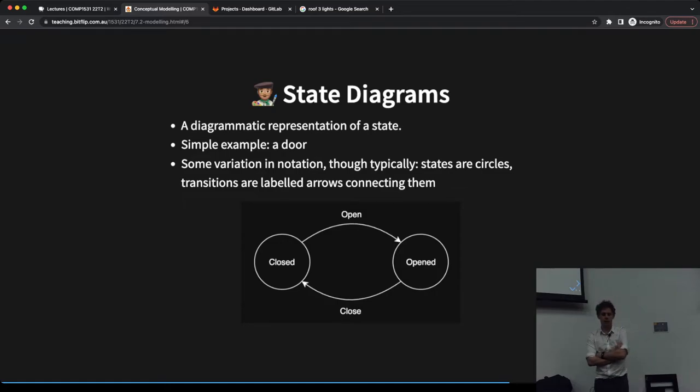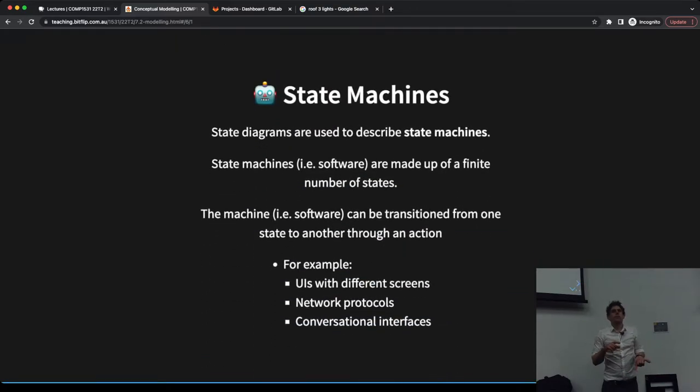Relatively straightforward. And you might see some variations in notations, right? Like some people might use squares instead of circles, some people might use lines with bigger arrows, who knows, but it's all generally the same thing. State machines, which I've referred to, are essentially what state diagrams are used to demonstrate. So you could describe most things as state machines. You could describe yourself as a state machine, right? You're essentially moving between a series of states. You'll see this happen a lot in programming in general.